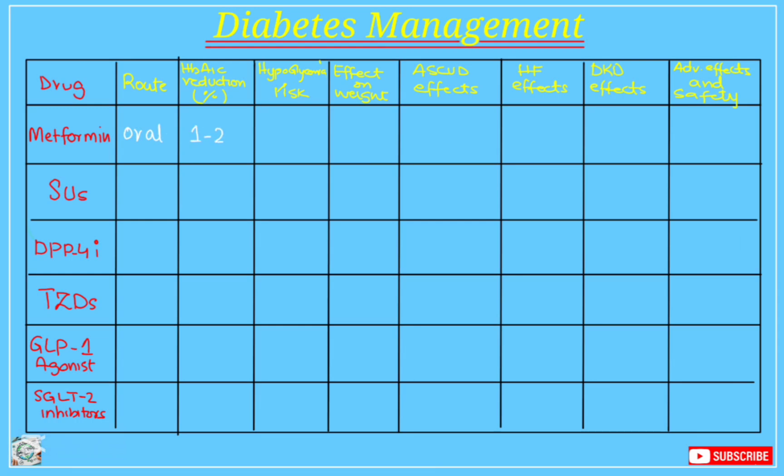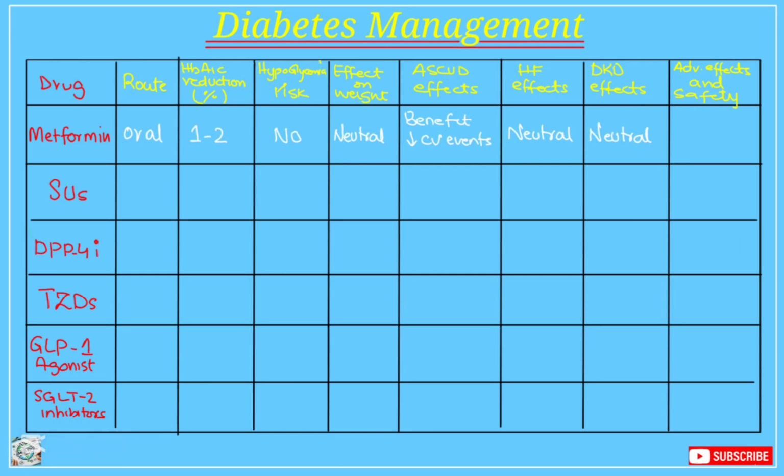It helps lower the HbA1c levels by about 1 to 2%, which is pretty solid. One big advantage is that it doesn't cause hypoglycemia, so there is no risk of low blood sugar. Now when it comes to weight, metformin is either weight neutral or might even help with a little weight loss. But the real bonus is that it has proven benefits in reducing cardiovascular events, meaning that it helps protect the heart. However, it doesn't have a significant impact on heart failure or diabetic kidney disease.